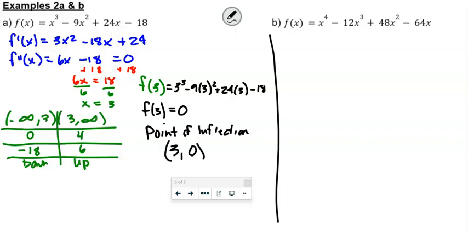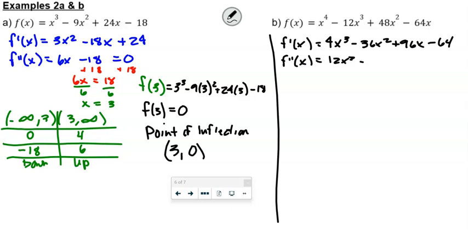Let's do this other one over here. So if we take the first derivative, that's going to be 4x cubed minus 36x squared plus 96x minus 64. Take the second derivative. That's going to be 12x squared minus 72x plus 96. Remember, we're going to set this equal to 0, so we're going to go ahead and factor it. I think a 12 comes out of everything, so that's going to give us x squared minus 6x plus 8.